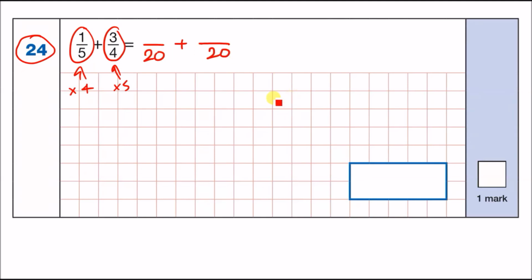Now that's good. Because you multiplied the left fraction by 4, 1 times 4 is 4. And on the right side, 5 times 3 is 15. And lastly, 4 plus 15 is 19 over 20.